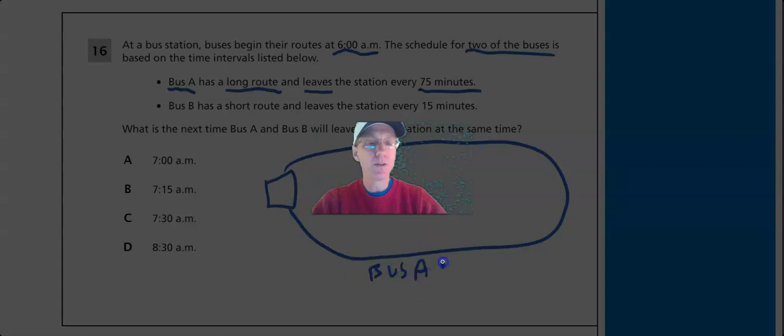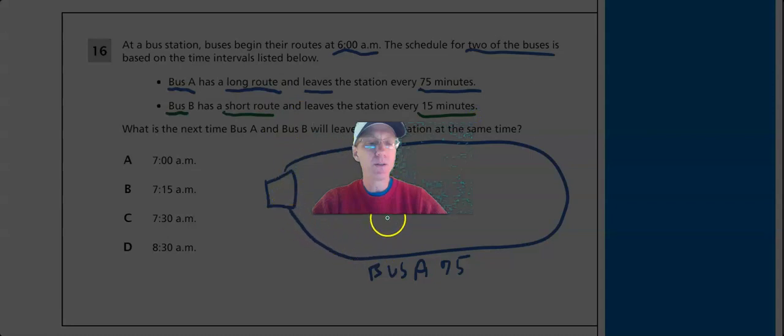So it takes 75 minutes for it to go out, drop everybody off, and then come all the way back, okay? Let's look at bus B. Bus B has a short route. It leaves the station every 15 minutes. So let's say bus B is just going out and it's delivering people from the bus station.